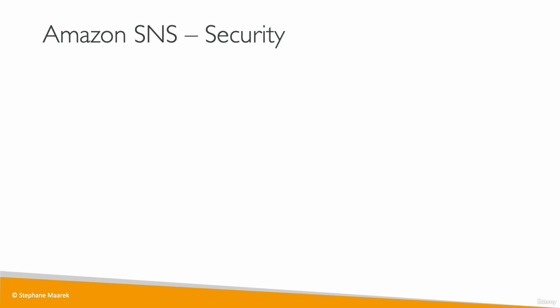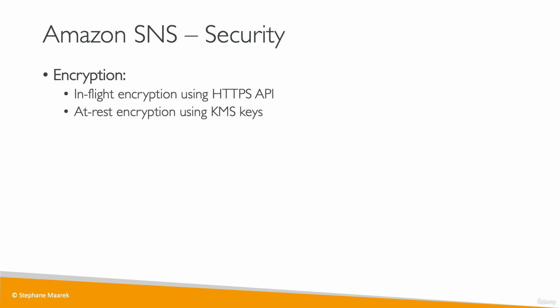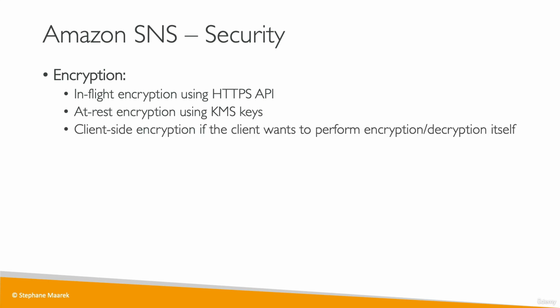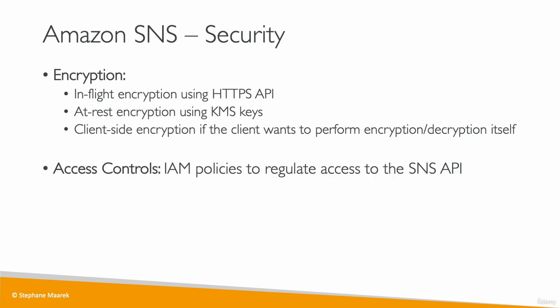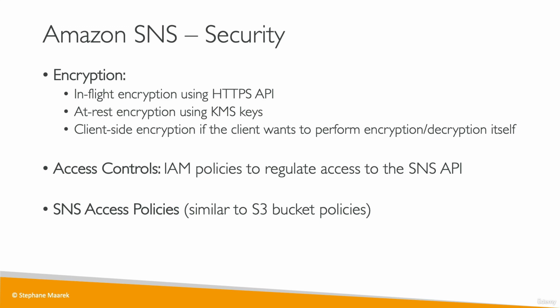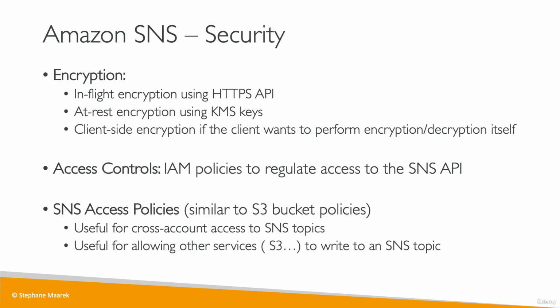In terms of security, Amazon SNS has the same kind of security as SQS, so it has in-flight encryption by default, at-rest encryption using KMS keys, and client-side encryption if your client wants to send some encrypted message into SNS. But again, it's up to your client's responsibility to do the encryption and the decryption. In terms of access controls, IAM policies are going to be at the center of security because all the SNS APIs will be regulated by IAM policies. And you can define SNS access policies, which are very similar to S3 bucket policies. And they're very helpful when you want to have cross-account access to SNS topics or to allow other services, such as your S3 events, to write into your SNS topics.